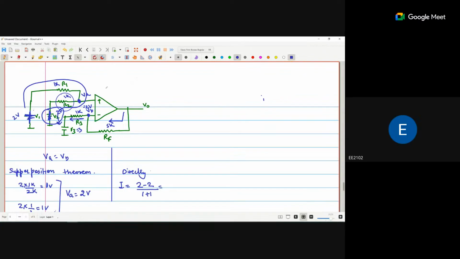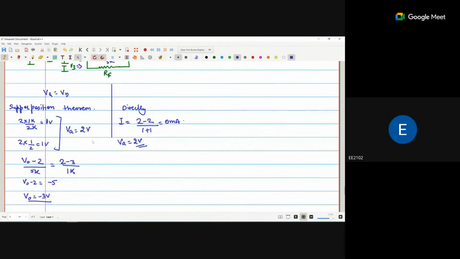Okay, the voltage positive and positive, so they will be subtracted, divided by the total resistance. Resistance is 1 kilo ohm plus 1 kilo ohm, so that is 0 milliampere. That means the voltage drop across R1 is 0, and the voltage drop across R2 is 0. So what is VA? VA is either this branch voltage, that is 2 volts, or the second branch voltage, that is also 2 volts. So VA is directly 2 volts.